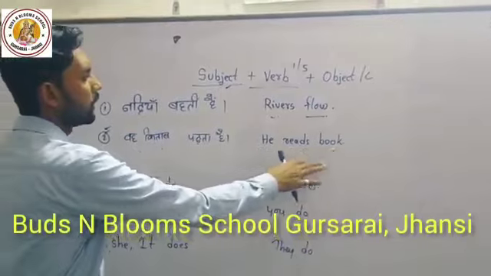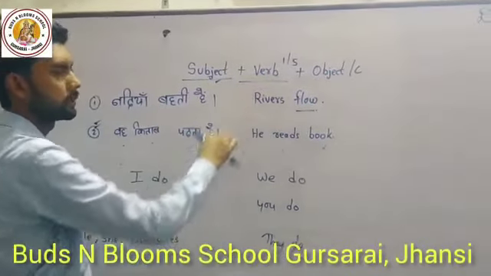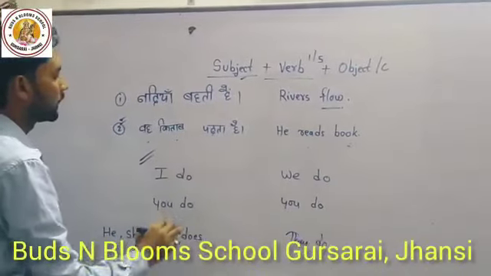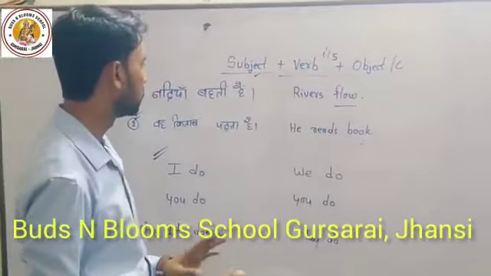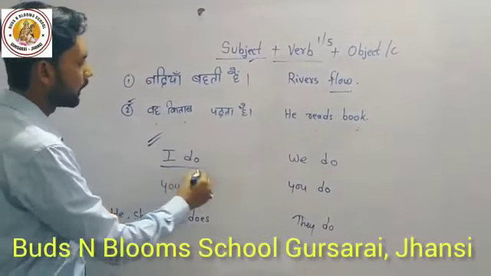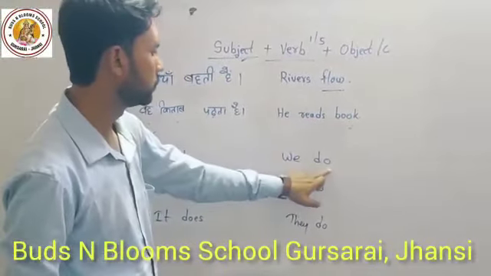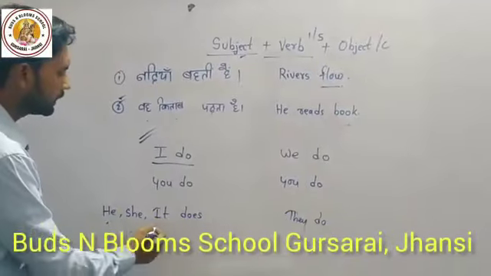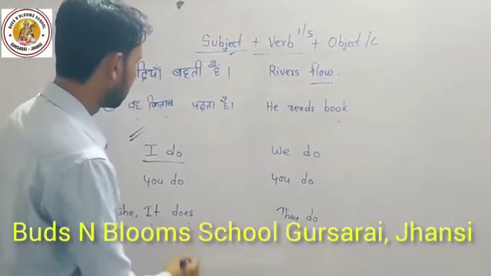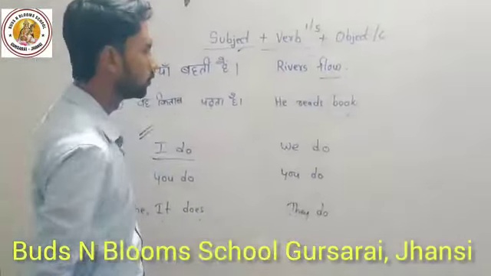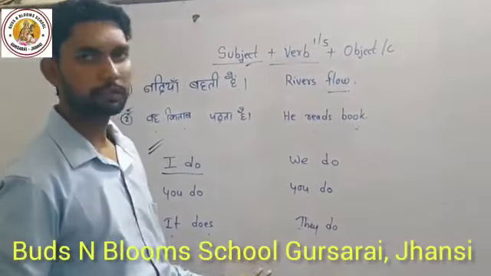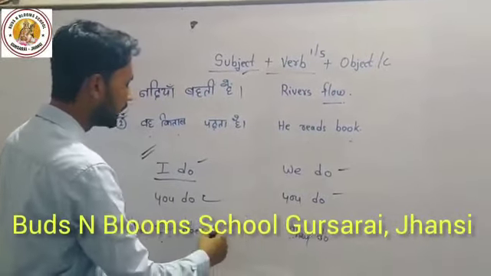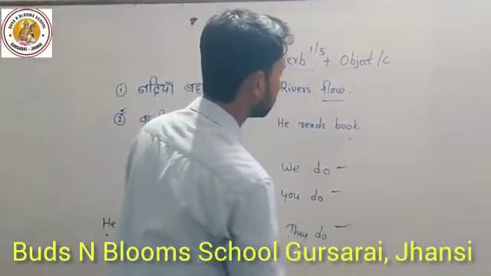Okay. So now let's see where you can put the first form and where you can put the fifth form of verb. So by the example of do or does, I am trying to make you understand. Let's see. With I you can use do. We do. You do. He, she, it, does, and then they do. So this is where you can use the first form, and then the fifth form, and this is the first form.